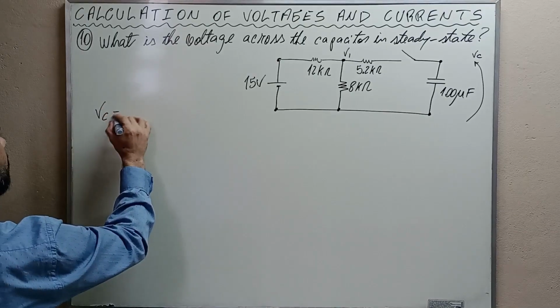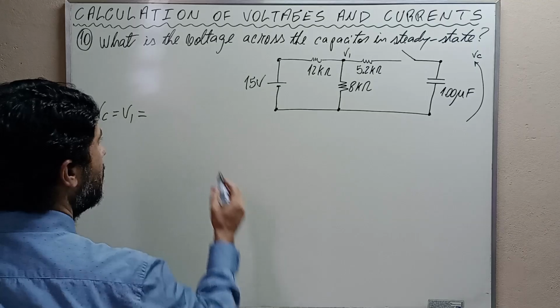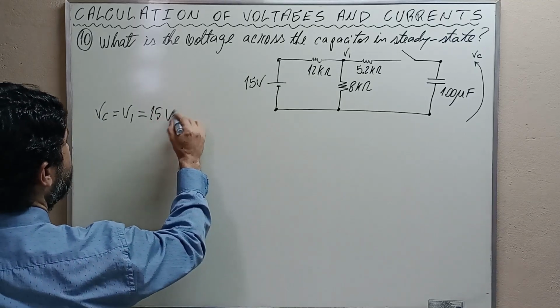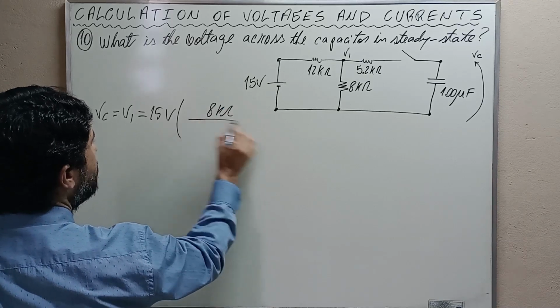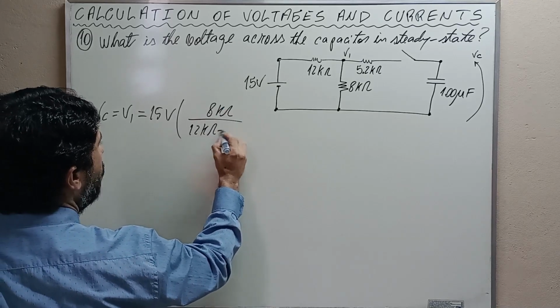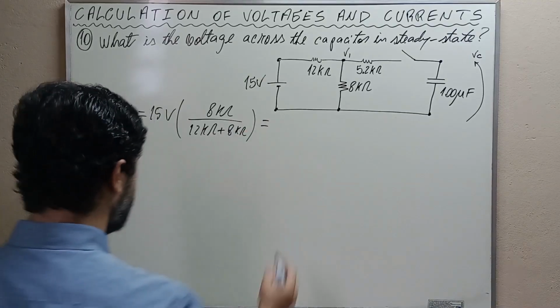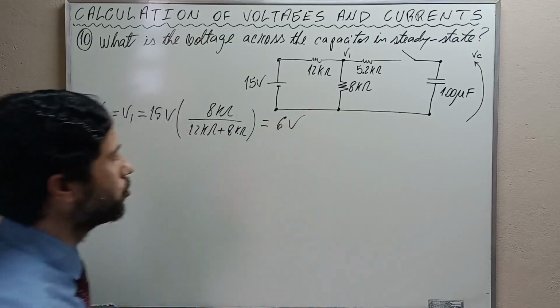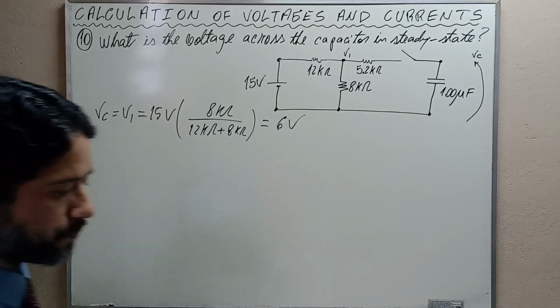So VC is equal to V1, and how can we calculate V1? Simply using a voltage divider. It is 15 volts times 8 kilo ohms divided by 12 kilo ohms plus 8 kilo ohms, and this is equal to 6 volts. And this is all the exercise wanted us to calculate.